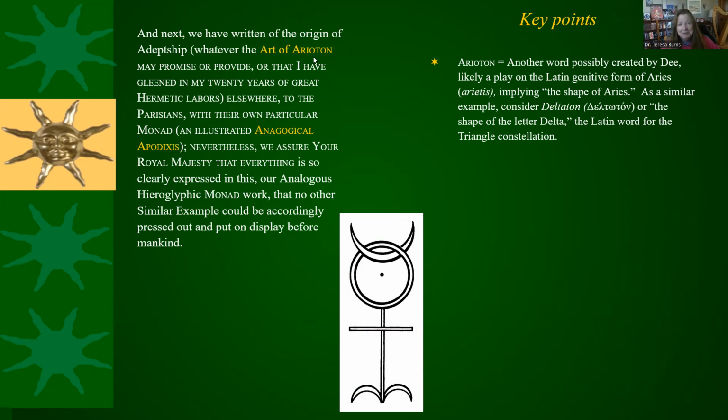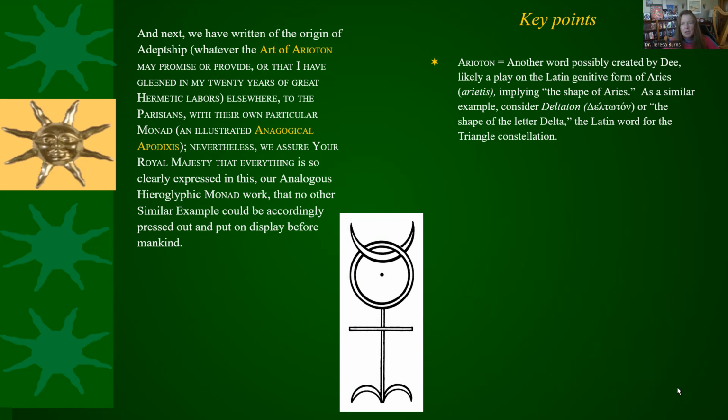I can tell you what he means by Ariaton and why, but this isn't a you heard it here first. I actually got this from C.H. Yostin, who wrote about this in 1964 in his translation. Ariaton is almost certainly a play on the Latin genitive form of Aries, the sign Aries, which is what he has down here. Aries is associated with fire, so it's going to be firing alchemically everything above it.